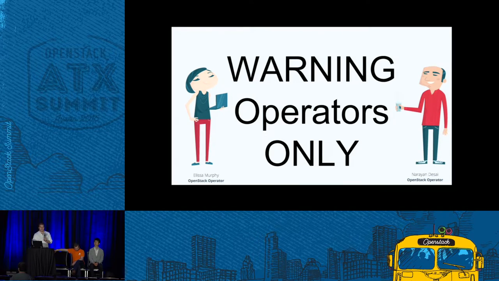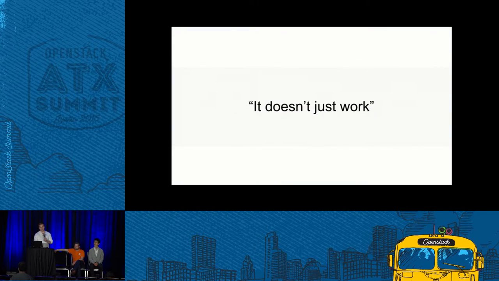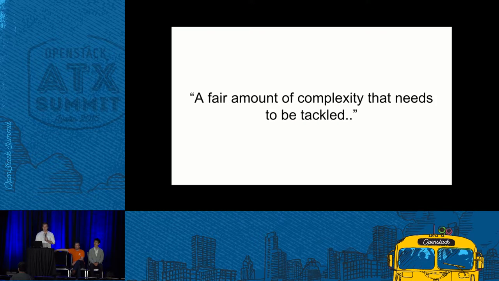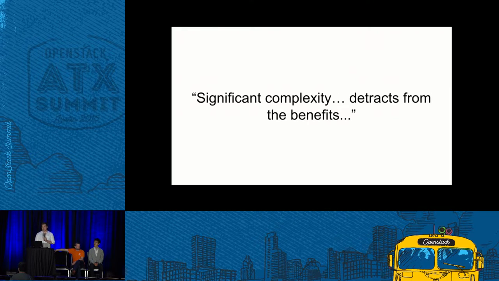So how is OpenStack complex? What are some of the things people say about the complexity in OpenStack? You hear things like, it just doesn't work. It's really hard to figure out how to deploy it. What's the architecture I should use? There's a lot of complexity in it. It's all got to be tackled by somebody, and typically that somebody is me, the operator. All of this complexity really hinders the benefits I get from it. So this is supposed to be an innovation platform for me, but that complexity really hurts my ability to extract some value out of that innovation platform.